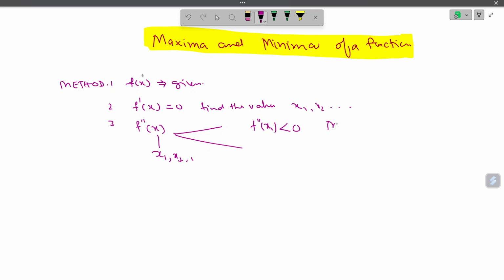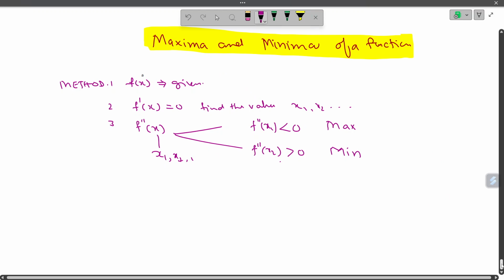less than 0 means maximum. F double dash x at x2 greater than 0 means minimum. Please make a note, less than 0 means maximum, greater than 0 means minimum. Don't get confused. Then what is the minimum value? The same values x1, x2 we put in the given equation, then we find the minimum or maximum value.